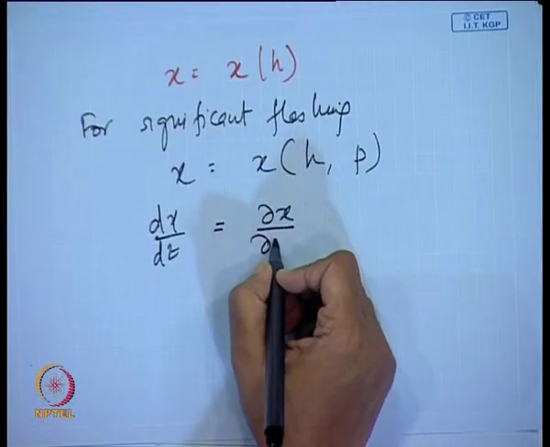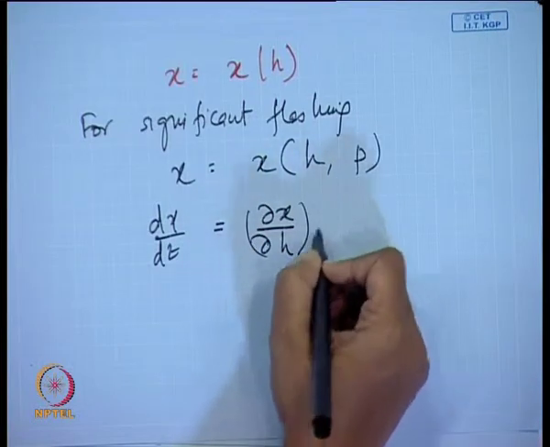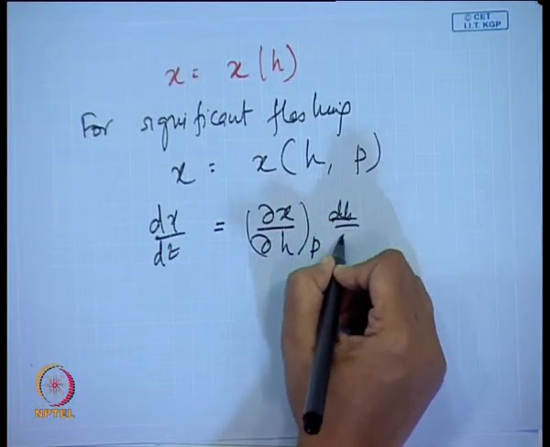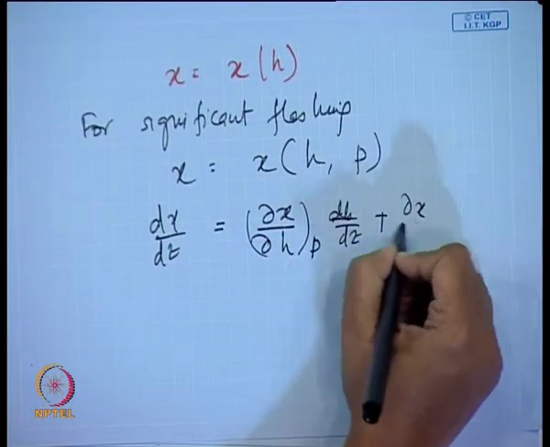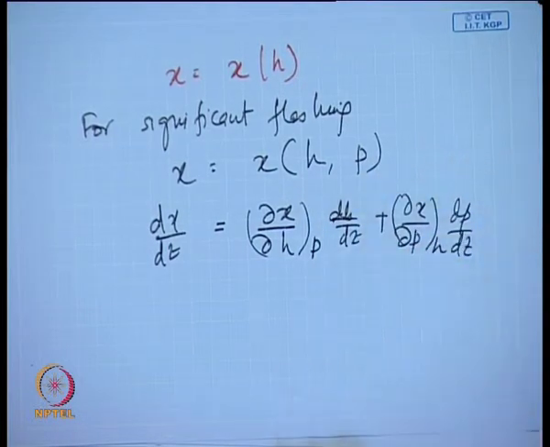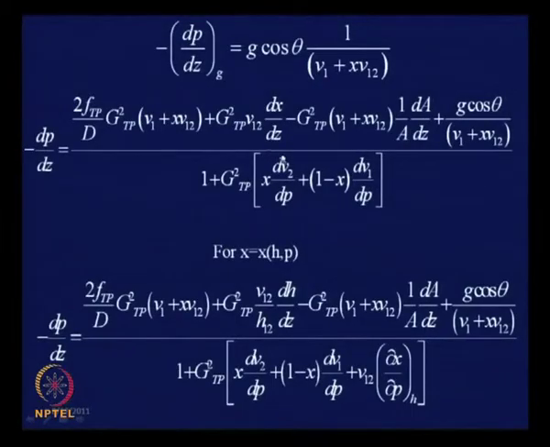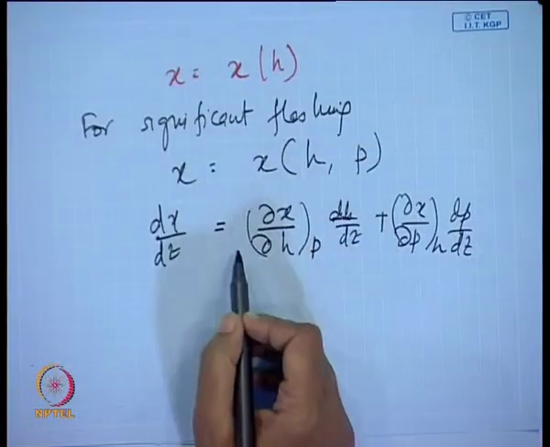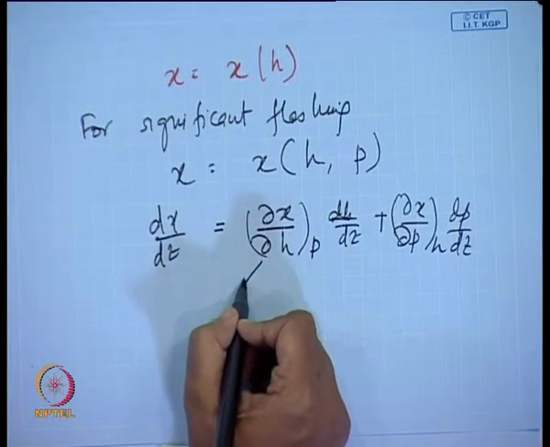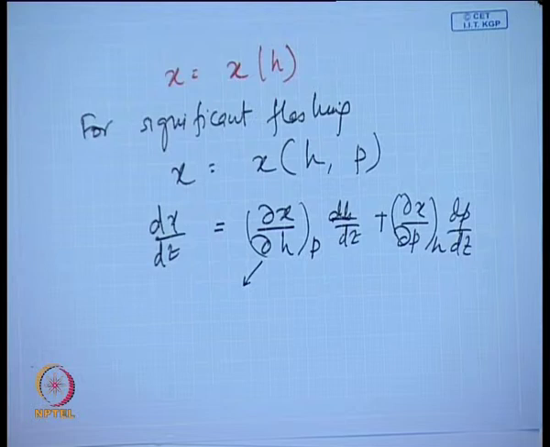Okay. So, it will be del x del h at constant p dh dz plus del x del p at constant h dp dz. You agree with me? So, instead of the dx dz that I have mentioned here, this has to be replaced by this whole term. Do you agree with me? And then what is this particular term, can you tell me?